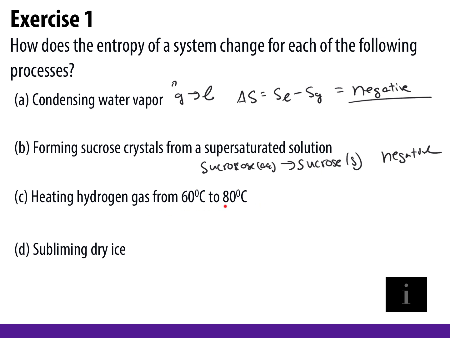Heating hydrogen gas from 60 to 80, that is the opposite. Here we're going from a less disordered, more ordered state to a less ordered state or more disordered state. So that's going to be a positive delta S.